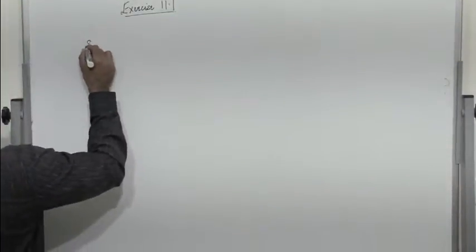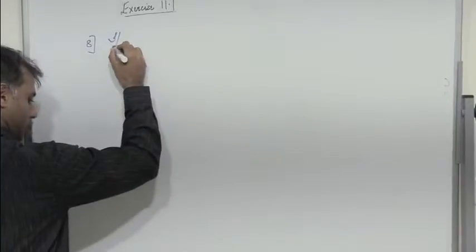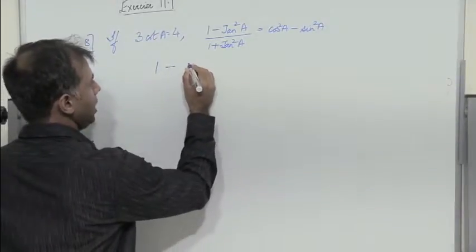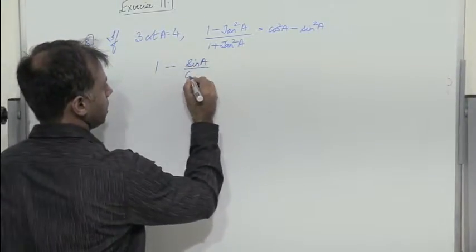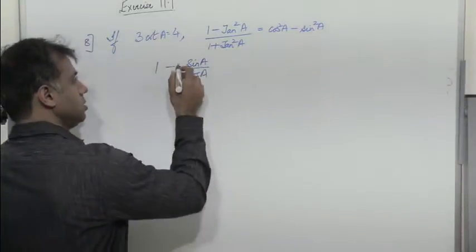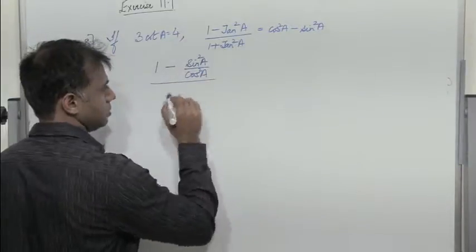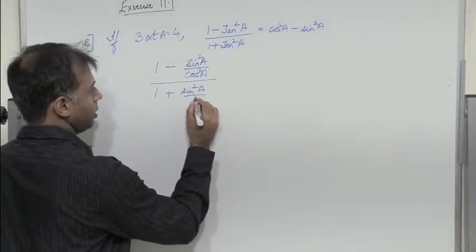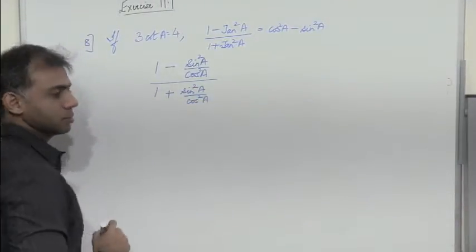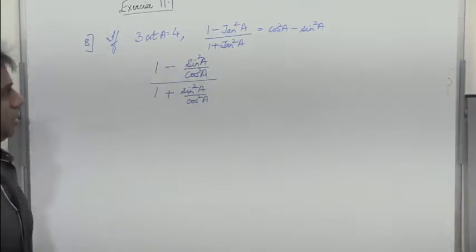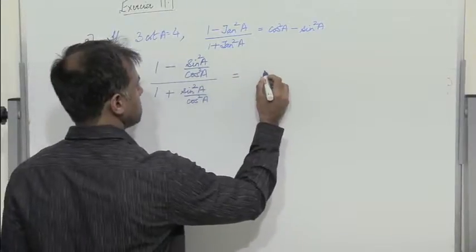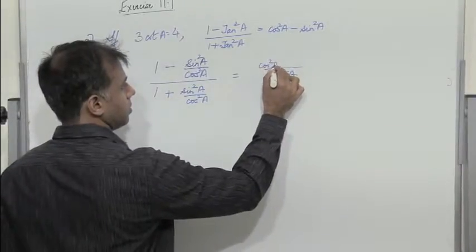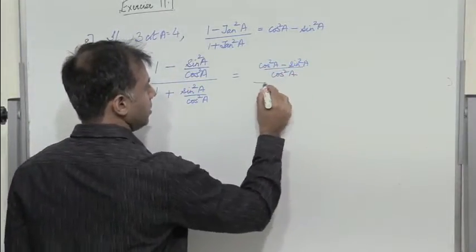So now, another interesting problem we need to check. Here, what is tan A? Tan A is sine A by cos A. We know that. I have a square, so I get sine square A by cos square A. Similarly, in the denominator I have 1 plus sine square A divided by cos square A. So can I take the LCM? I have cos square A, so I will get cos square A here minus sine square A. Similarly, I take the LCM here.